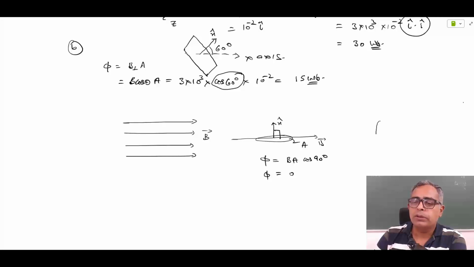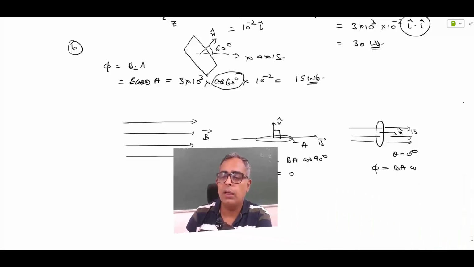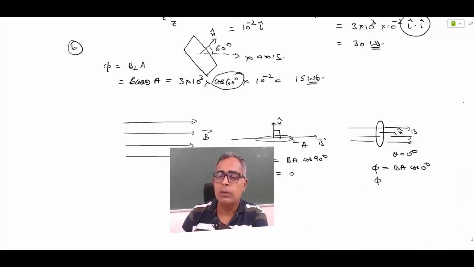Now suppose if I rotate that area, then magnetic field lines will completely pass through, and the normal to this loop is along the magnetic field. In such a situation, the theta is 0 degree and flux would be BA cos 0 degree. So flux will be equal to B times A, and flux will be maximum in this situation, right?